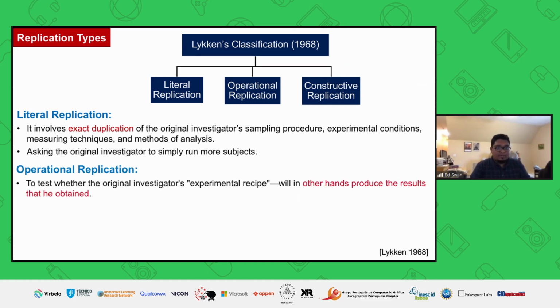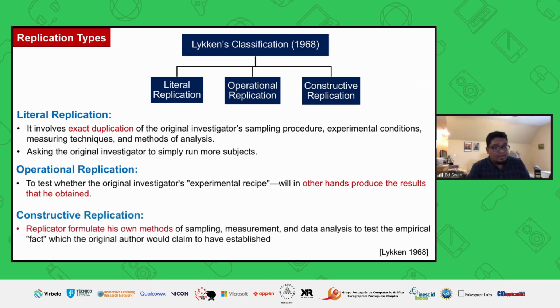Operational replication is a slight modification of your original study. The main experimenter of the original paper did an experiment, and now you have the experimental recipe and want to do the same experiment and try to publish a similar result. The aim is to test whether the original investigator's experimental recipe will, in other hands, produce the results he obtained. Same experimental recipe, but done by different people. This is operational replication.